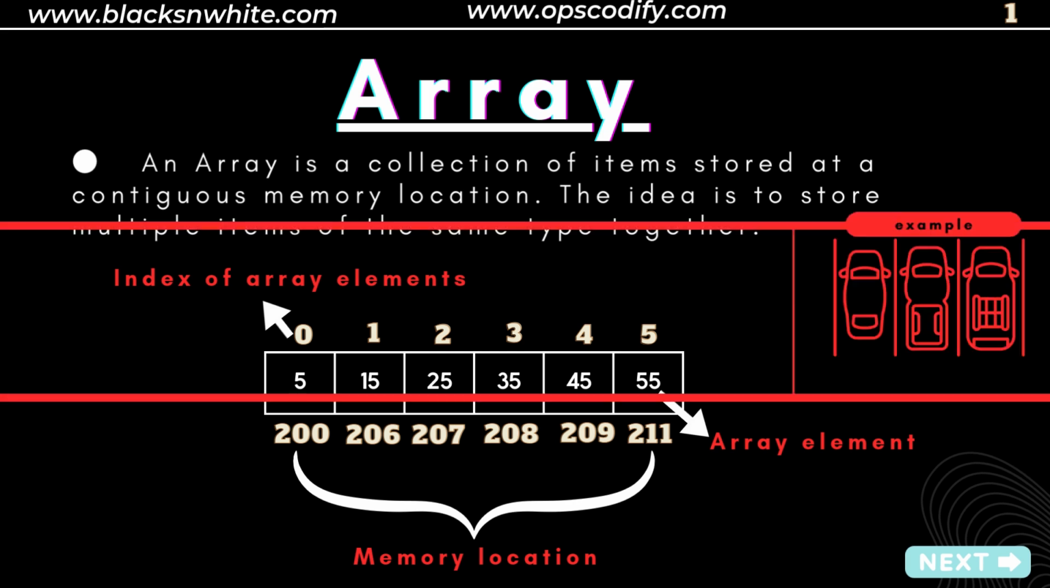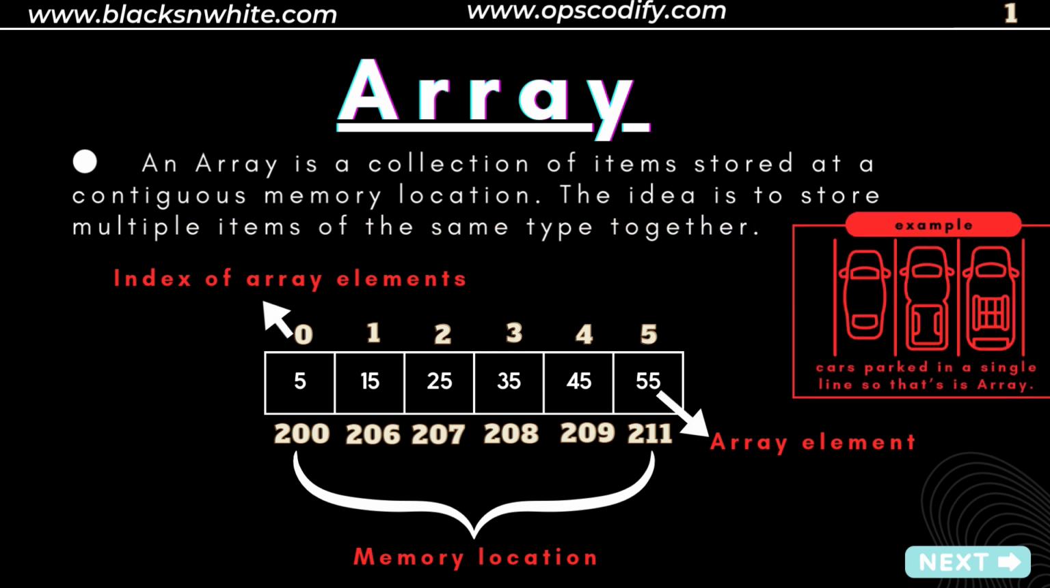To understand better, think about cars parked in a single straight line. Each car has a fixed position in that row, just like array elements in memory. This is why arrays are considered one of the simplest and most efficient ways to store data in programming.